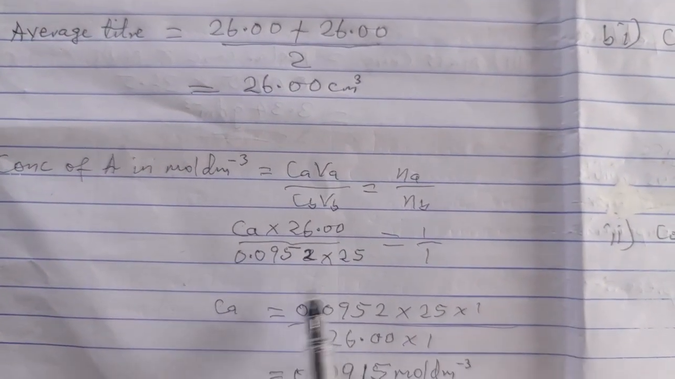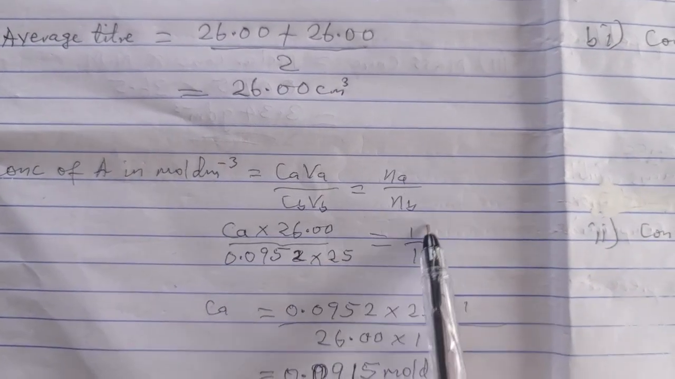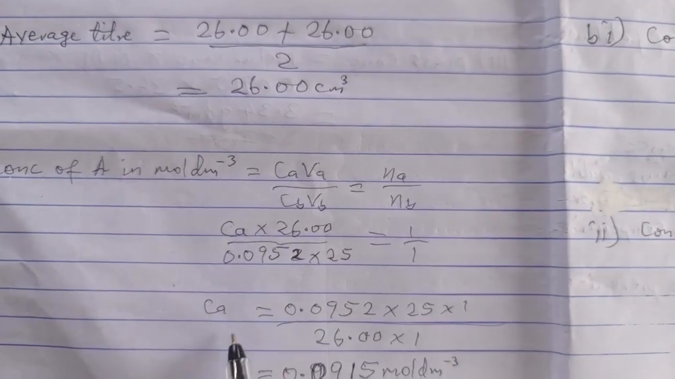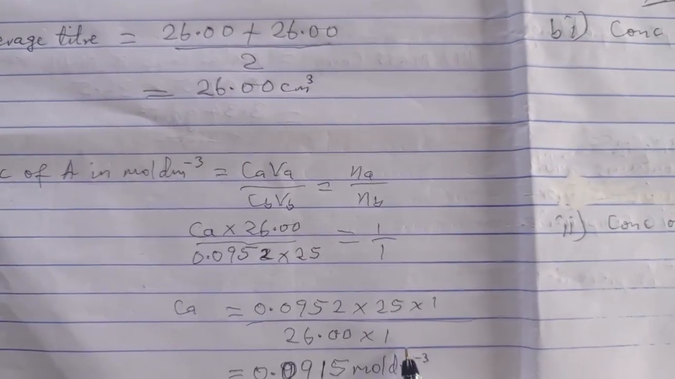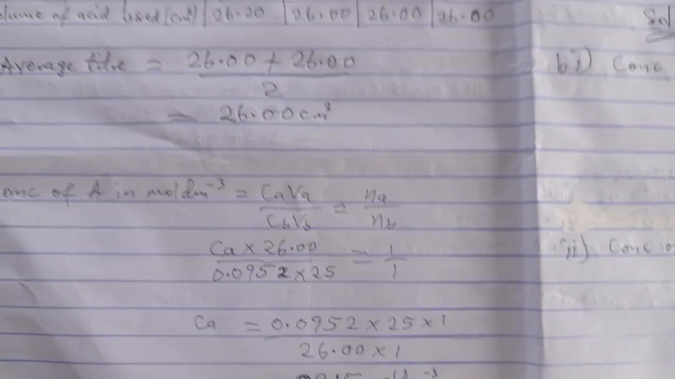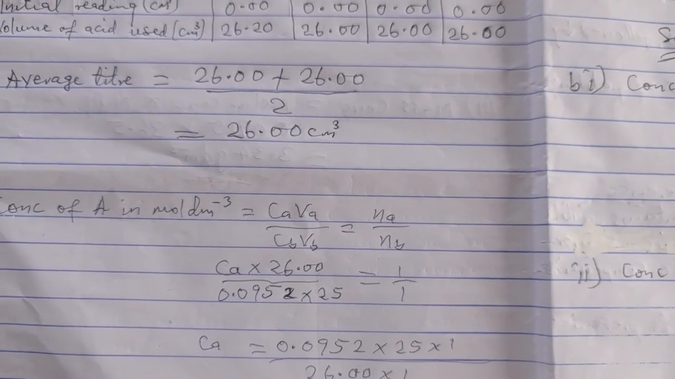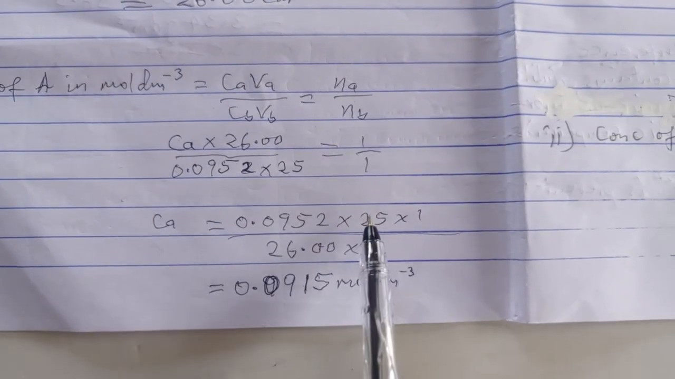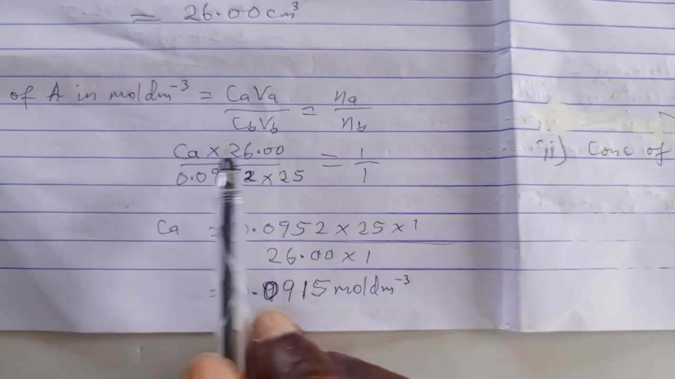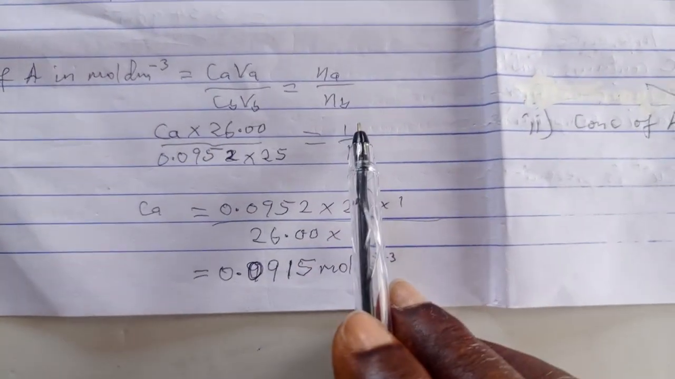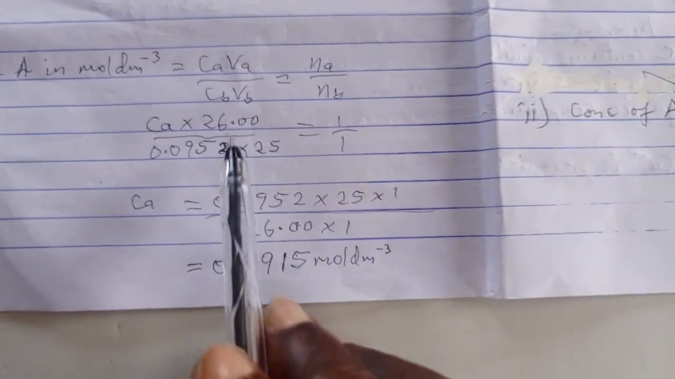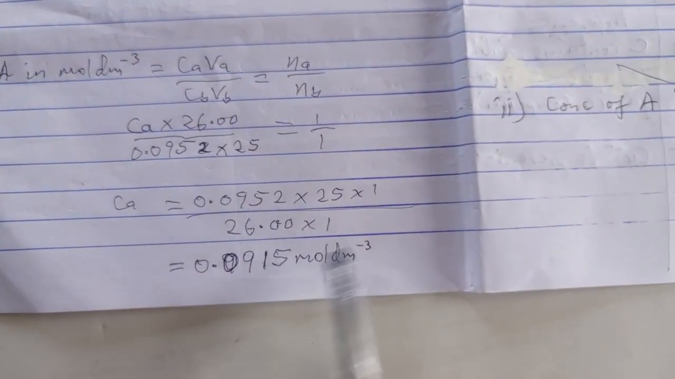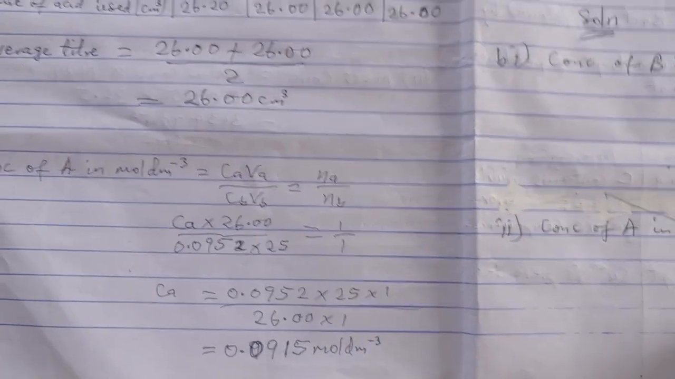So when that is done, you now have this times this times this, which is this, all over this times this, which is here. And then the answer is this. This times this times this, all over this times this, gives you this. So you have gotten the answer there.